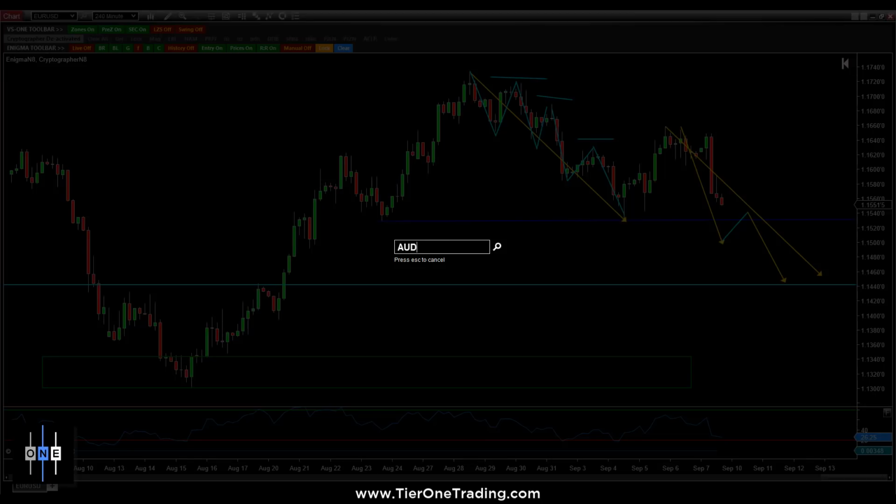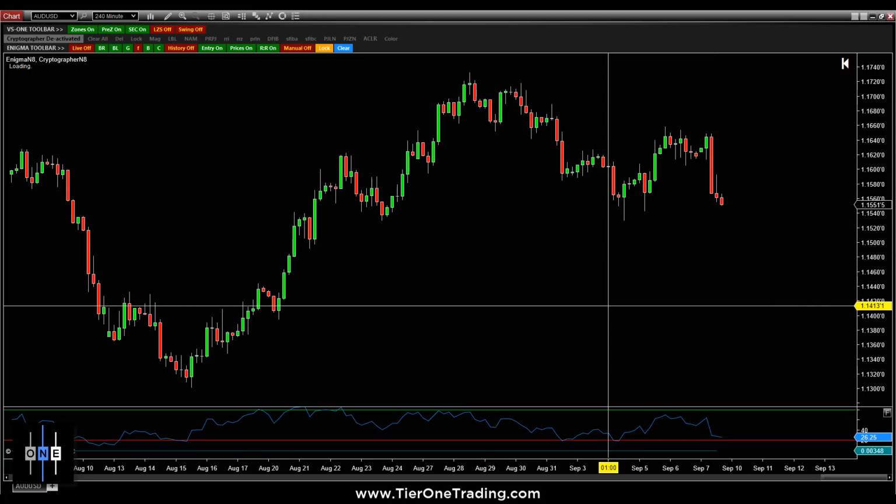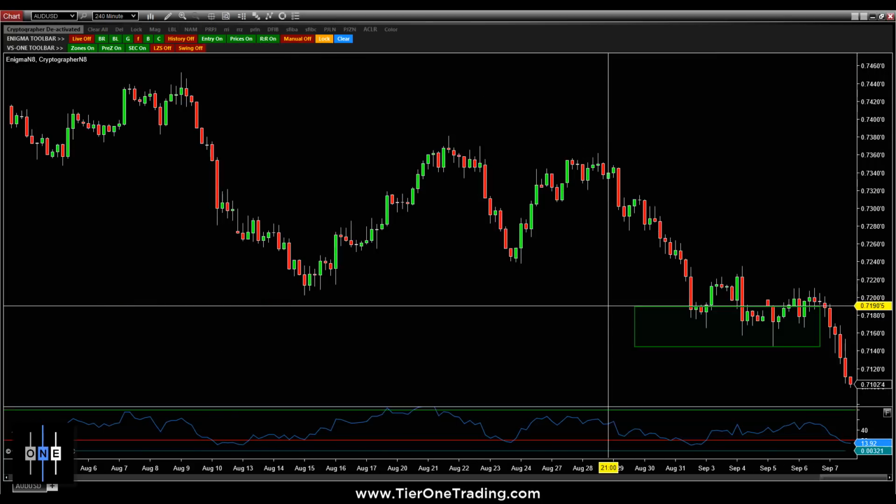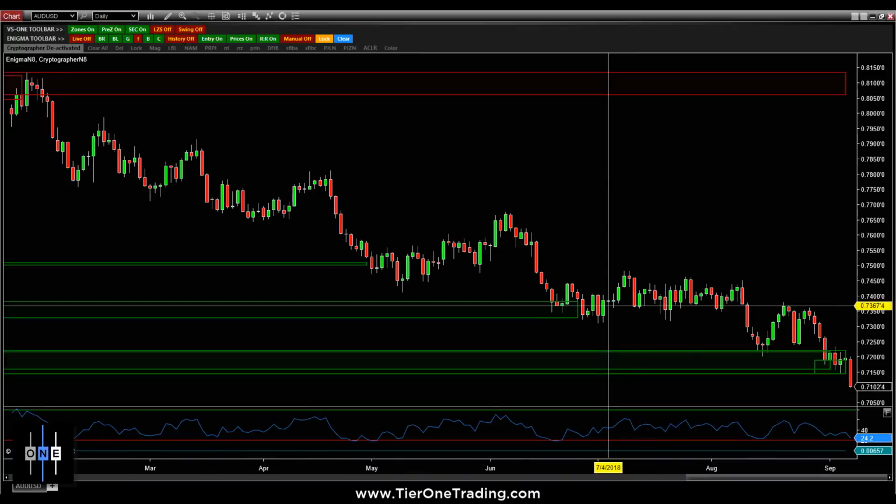Let's go to our next pair, the Aussie dollar. And this is going to be a pair that you can use as a swing trader and a day trader. And this one has a lot of opportunity.